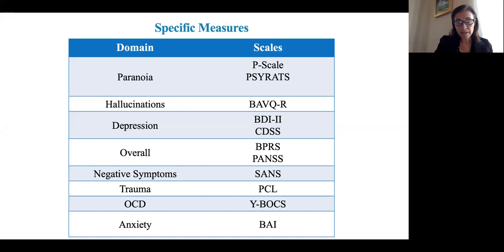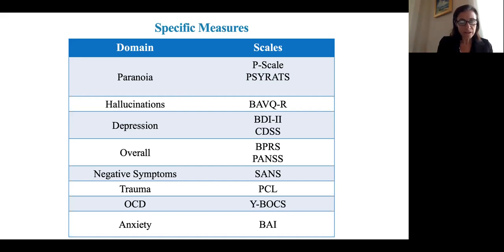And then the Calgary Depression, that's a schizophrenia-specific measure for depression. So it tries to take out the contribution of negative symptoms and instead just measure depression, which, by the way, is a core feature of schizophrenia. So we typically see depression in schizophrenia, so it is worthwhile to measure.